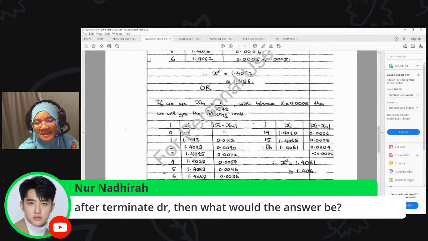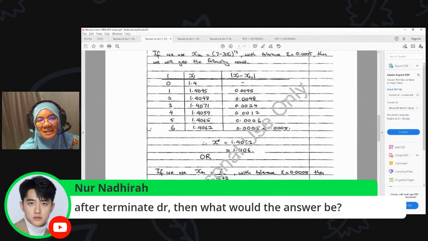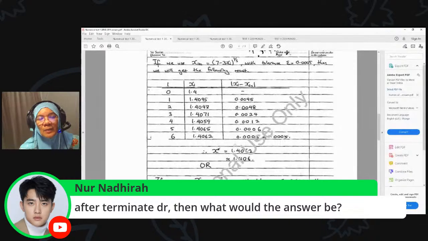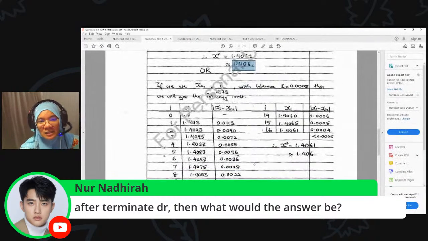This one takes 16 iterations because you choose G as 7 over x plus 3. So you need to go through 16 iterations. This one you use 7 minus 3x to the power 1 over 3. So you can also get the same answer but with a different number of iterations. So please use the last iteration, because the difference between x_i and x_i minus 1 is less than epsilon. All right, so this is how I answer your question. Very good question. Any question?